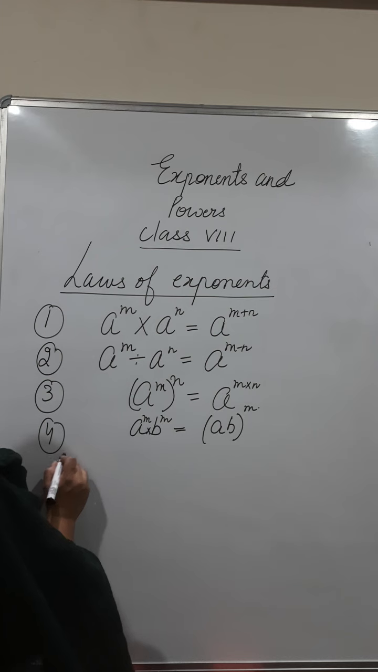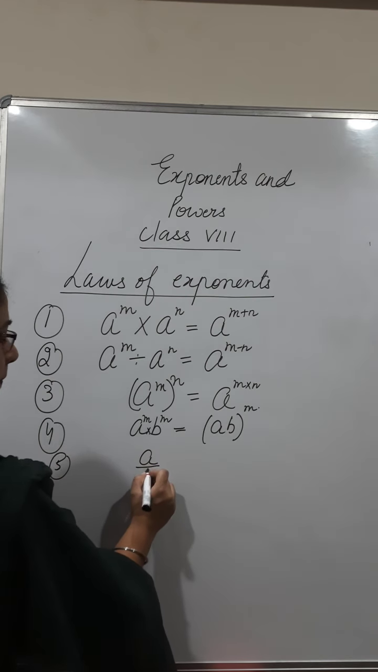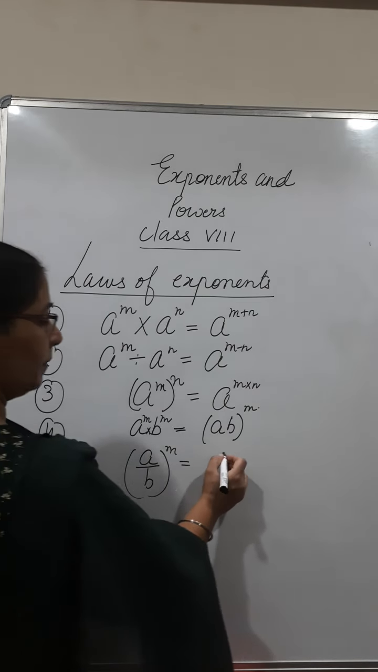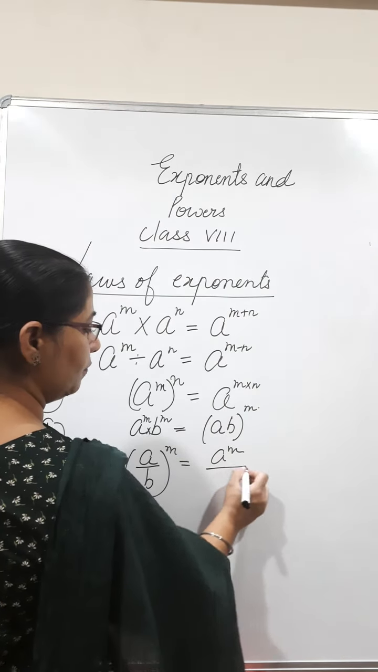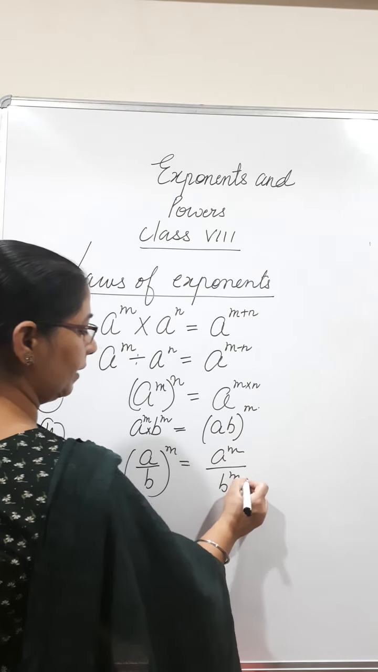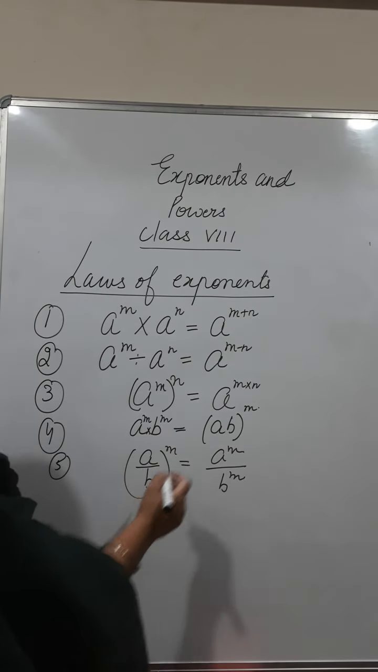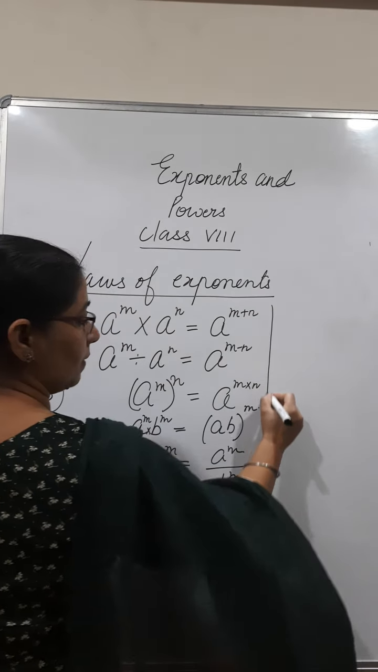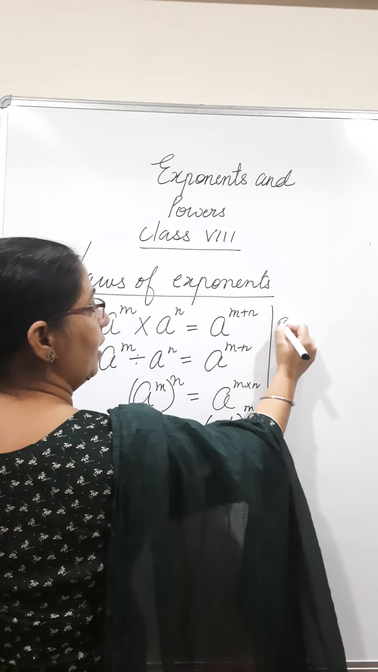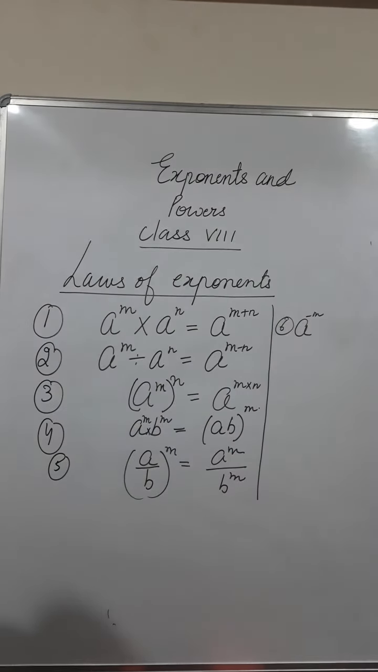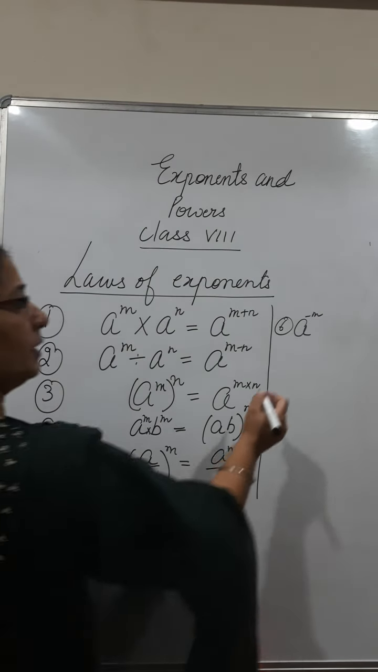Next, if I've got a upon b power m, what will happen? This will be a power m divided by b power m. And last of all, second last, if I have got a number with a negative power, a power minus n, how can I make it positive?